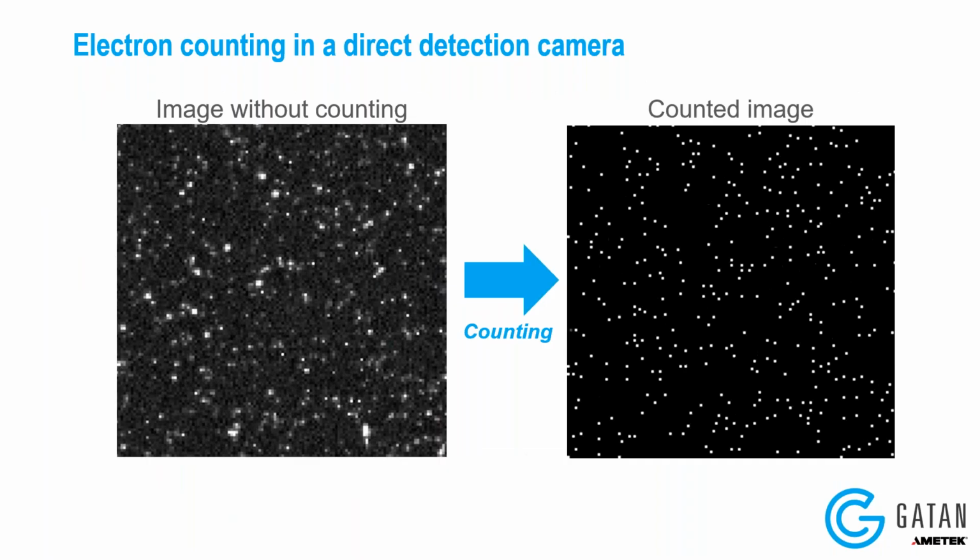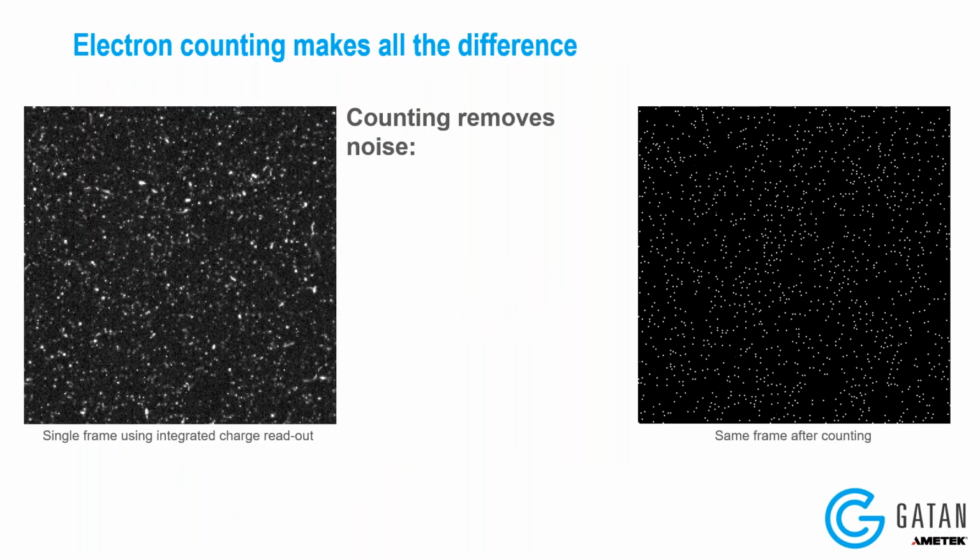So what this does to an image like the one that I was showing before is it transforms it from something with a lot of variation from one pixel to the next and a lot of background to something with just ones and zeros.